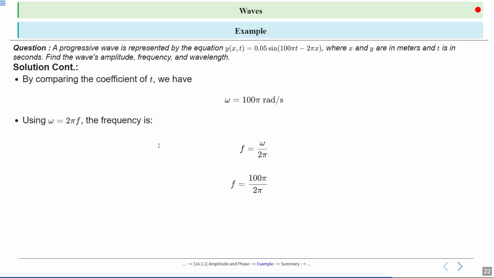So let's substitute the values. So f equal to 100 pi divided by 2 pi. After simplifying, we get f equal to 50 hertz. This means the wave completes 50 cycles every second.